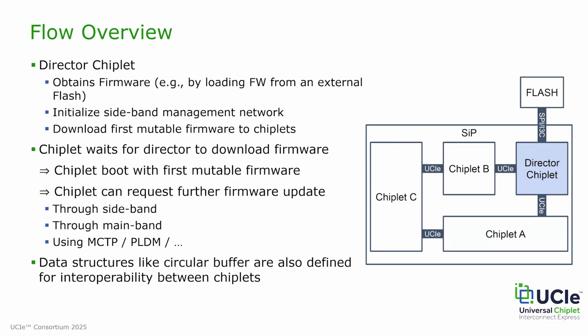It loads the mutable firmware from the flash. It initializes the sideband network across the SIP, and then it facilitates the subsequent download of that firmware into the individual chiplets, which can then boot using the downloaded firmware. Now, chiplets can boot using that firmware through the director chiplet, and they can also subsequently request further firmware updates either through the sideband links that you see here or the main band through the director chiplet.